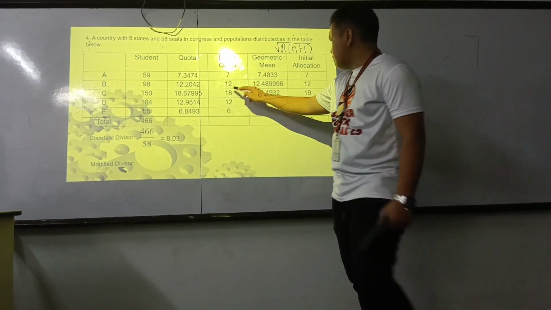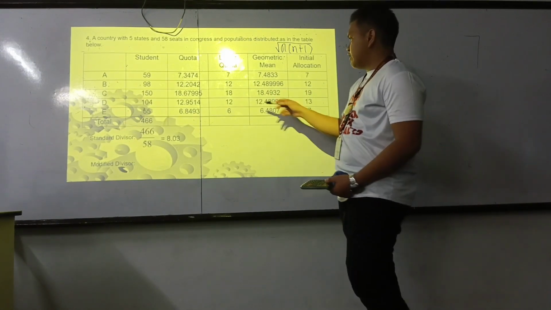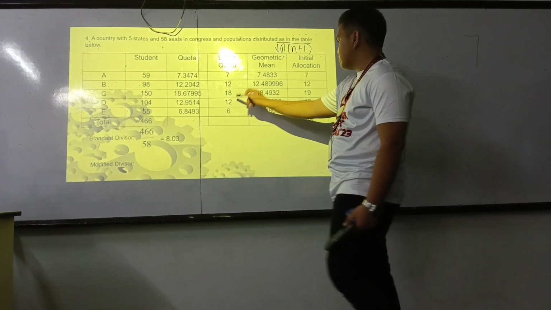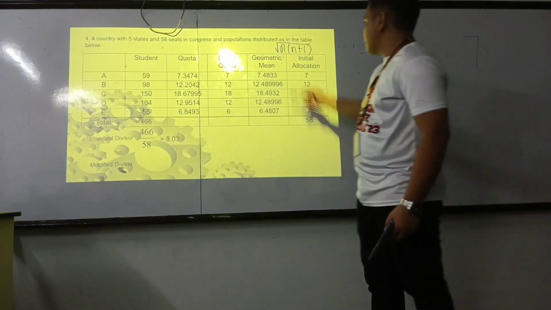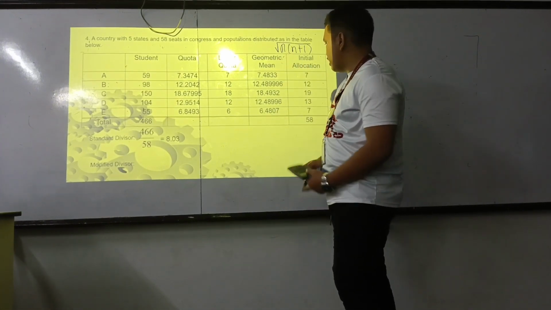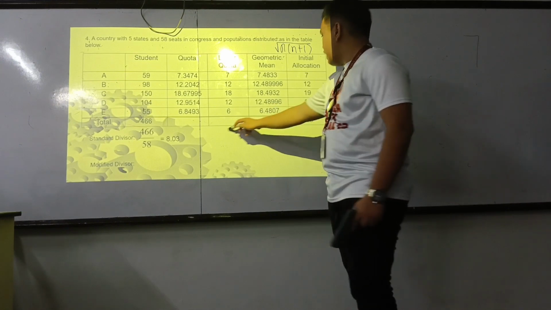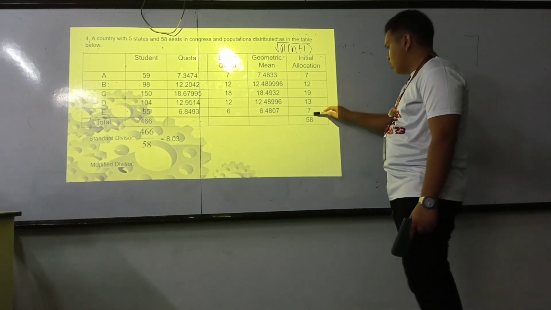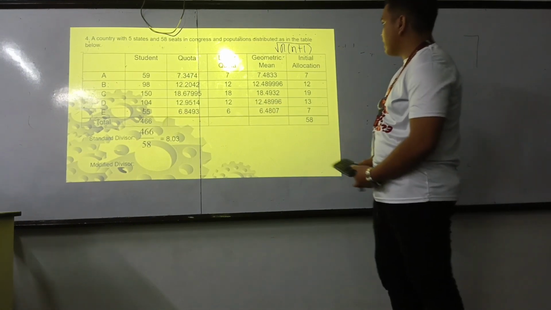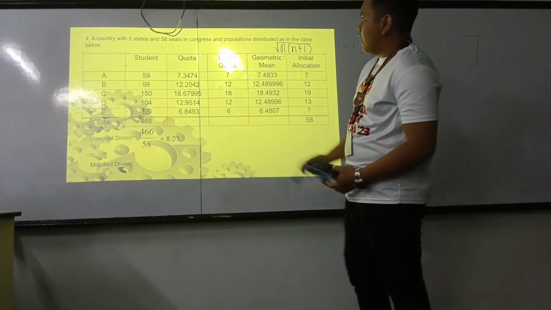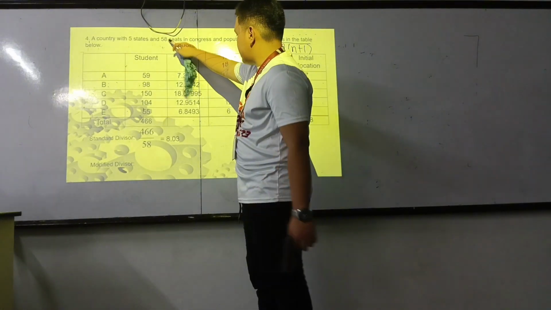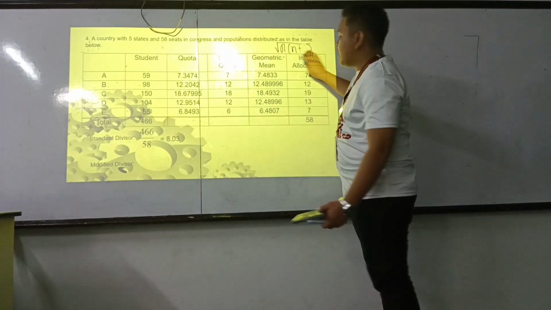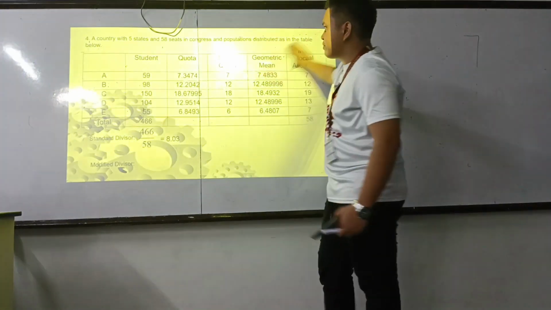So it will be 18 plus 1 is 19. So in D, the geometric mean is lower than the quota, so 12 plus 1 is 13. And the geometric mean here in E is lower than the quota, so 6 plus 1 is 7. And add up all this is equal to 58. And we have the correct answer, 58, because the country has 58 seats. And let's proceed to my last example.